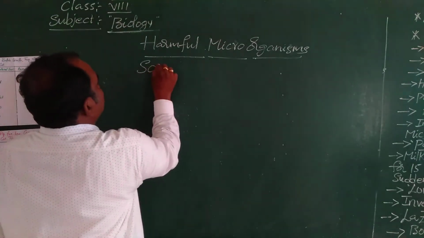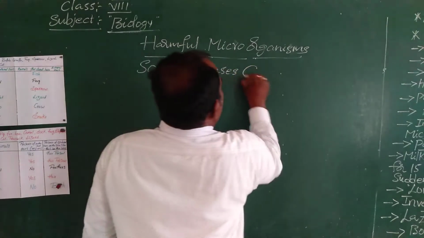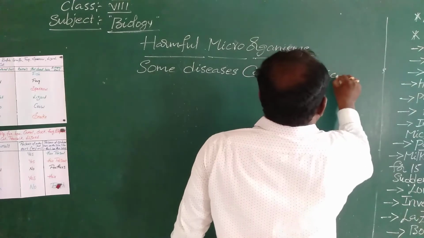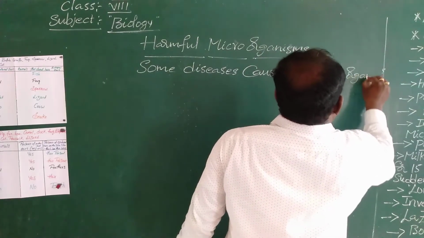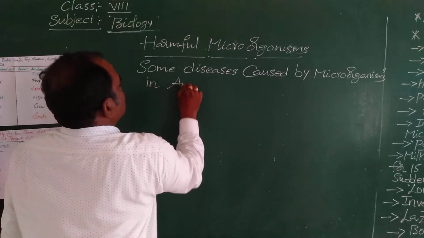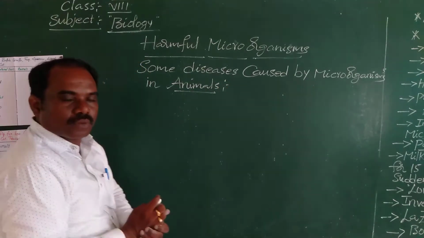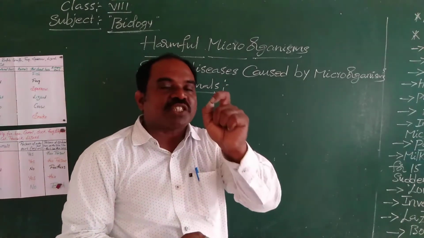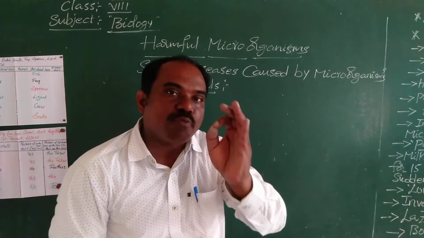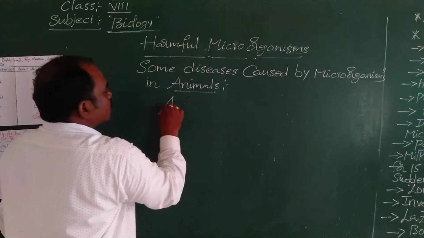Now, some diseases caused by microorganisms in animals. Some diseases affect the animal body through harmful microorganisms. Anthrax disease.